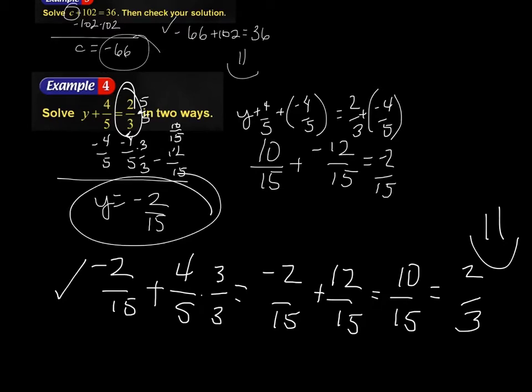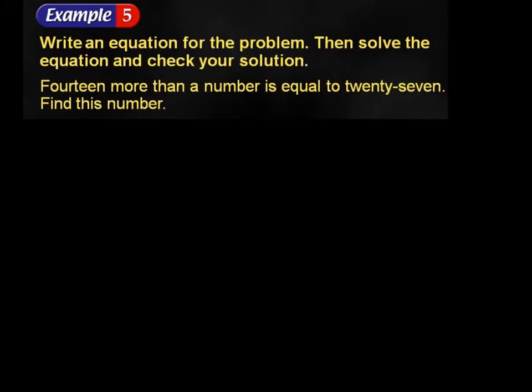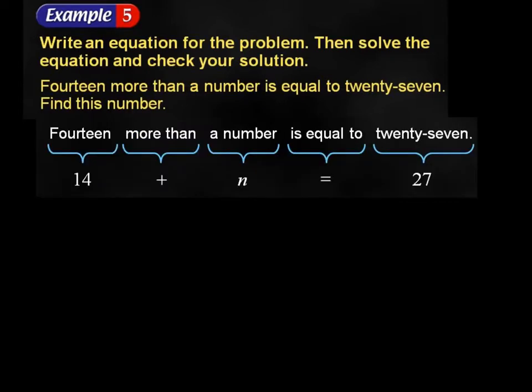Hooray us! Write an equation for the problem, then solve the equation and check your solution. 14 more than a number is equal to 27. Find this number. If we translate the verbal expression into an algebraic equation, more than gives us a plus. So 14 more than a number, they used n, is equal to, equals 27. Okay, all we need to do is solve.